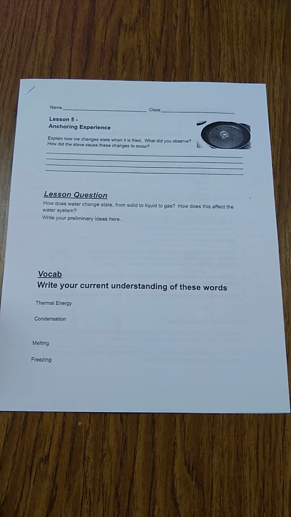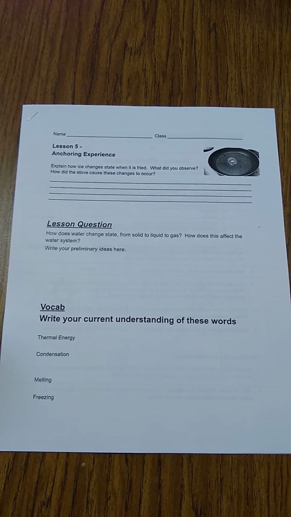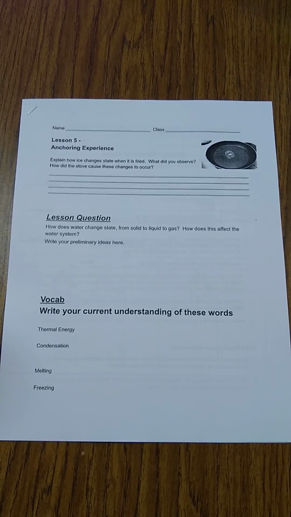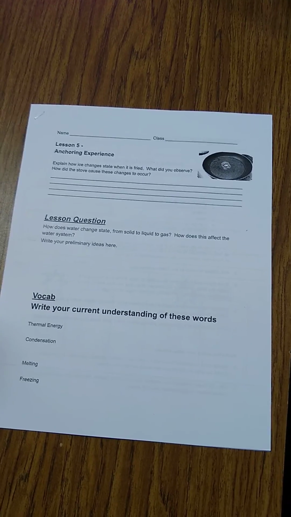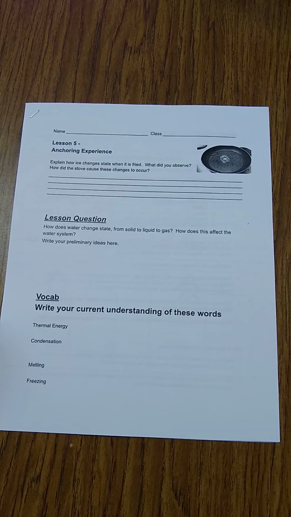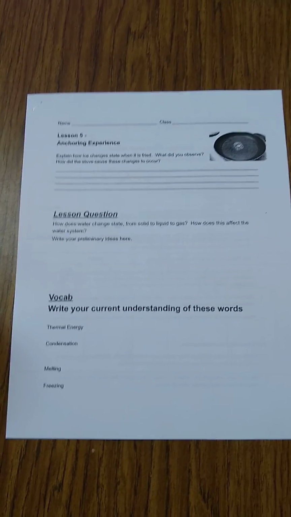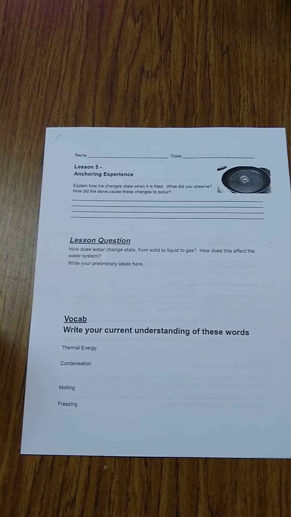Today we are looking at Lesson 5. So we started off with a video of an ice cube frying in a pan, and we watched how it went through changes in state, wrote down our observations. We tackled our lesson question, which is, how does water change state from solid to liquid to gas, and how can this affect the water system? We then took a look at some vocabulary words. The good news is some of these are probably familiar to you, so write down your current understanding of these words. So pause the video and take care of those things, and then come on back.